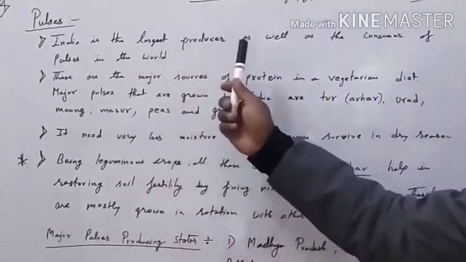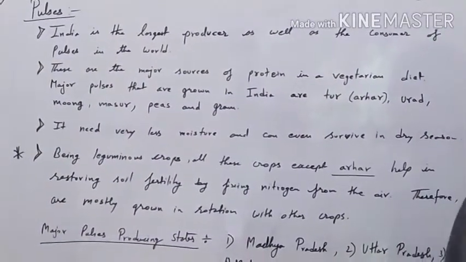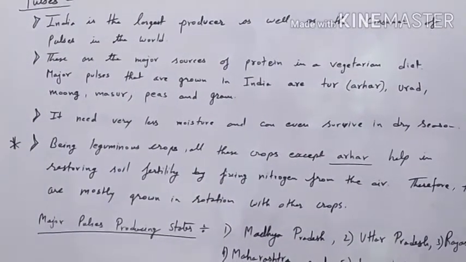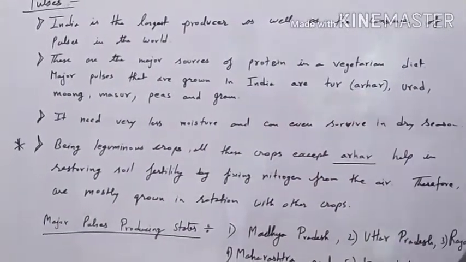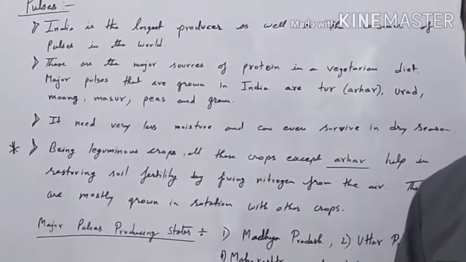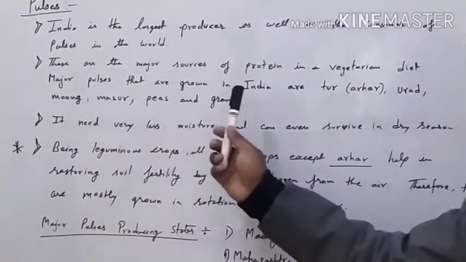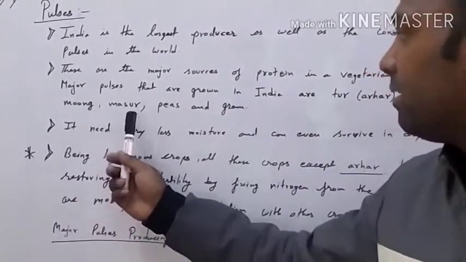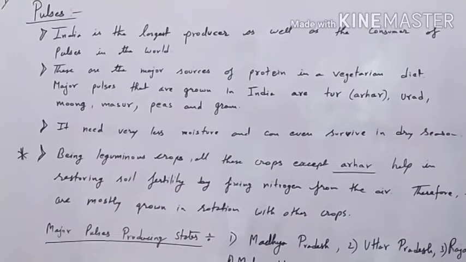India is the largest producer as well as the largest consumer of pulses in the world. These are the major sources of protein in a vegetarian diet. The people who are vegetarian usually include these pulses in their diet. Pulses means dal, remember this. Major pulses that are grown in India are tur, which is also called arhar, urad, moong, masur, peas and gram. These are the pulses which are grown in our country.